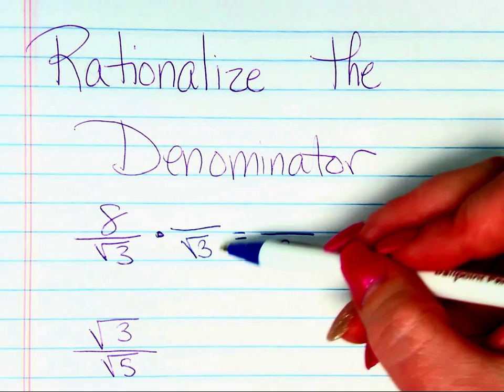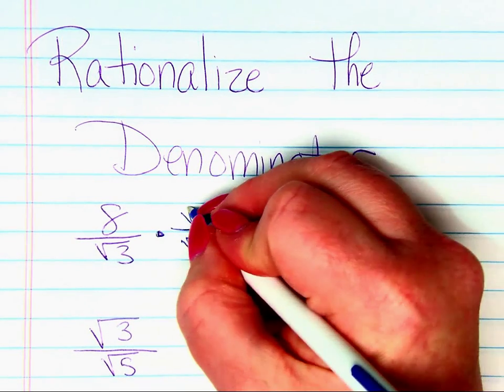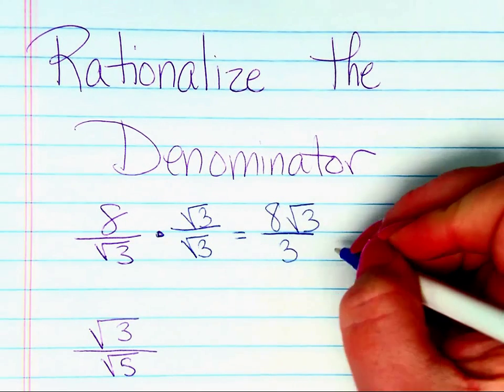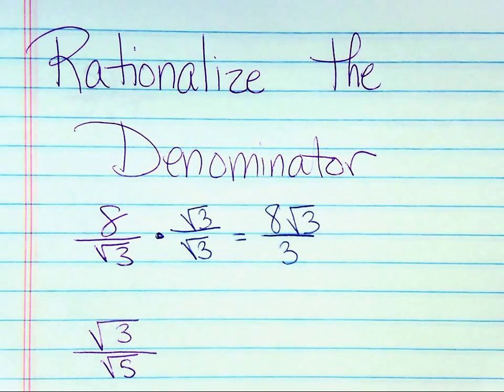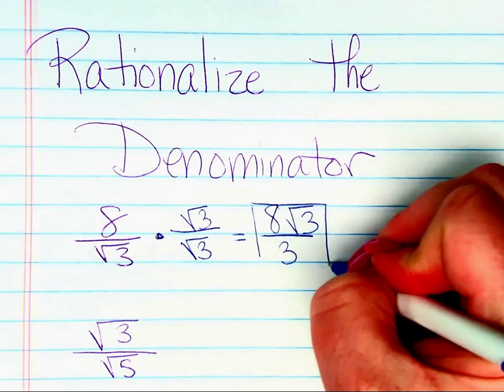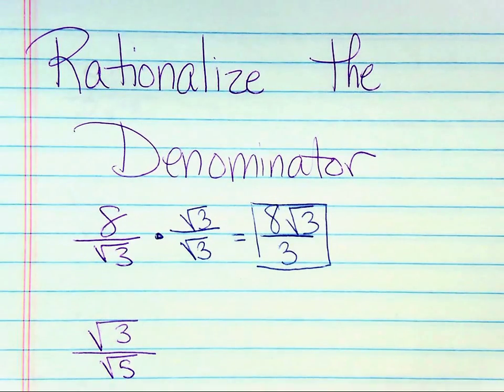But remember, whatever I do to the bottom, I have to do to the top. So I am left with 8 times the square root of 3 over 3. While it does not look very nice because it doesn't divide away, I'm not going to turn this into a decimal. I'm just going to leave that as my answer.